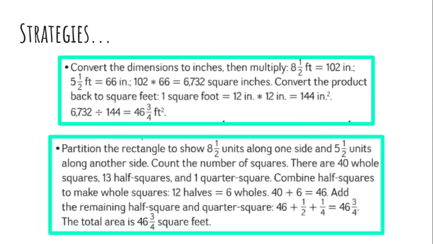Combine your half squares to make whole squares. Well, I know 12 halves gives me 6 wholes. 40 plus 6 equals 46. Then I could add the remaining half square that's left over along with the quarter square. 46 plus my 1/2 square plus my 1/4 square equals 46 3/4. So that means my area is 46 3/4 square feet.